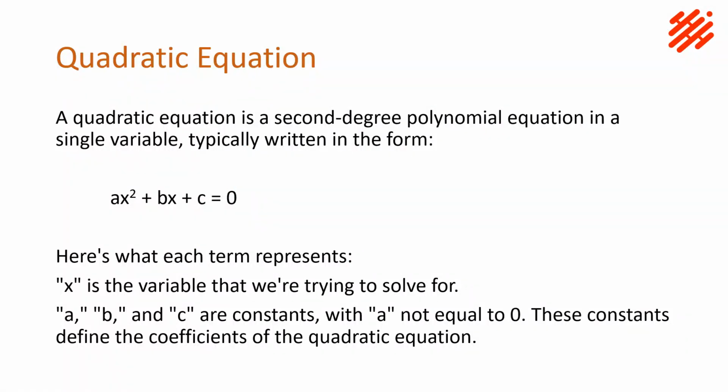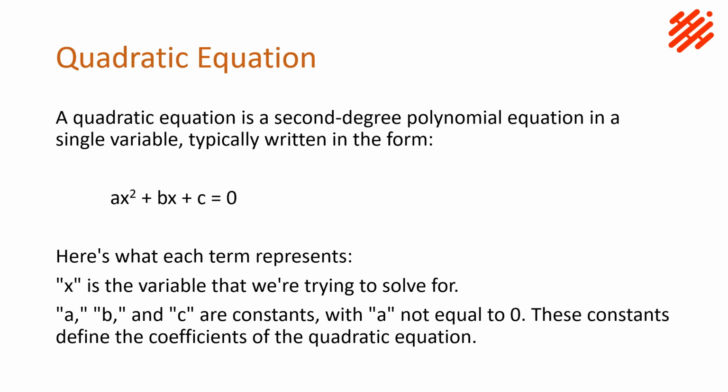Quadratic equation. A quadratic equation is a second degree polynomial equation in a single variable, typically written in the form ax squared plus bx plus c equals 0. Here, x is a variable that we are trying to solve for. a, b and c are constants, with a not equal to 0. These constants define the coefficients of the quadratic equation. So here x is the variable and a, b, c are the constants.